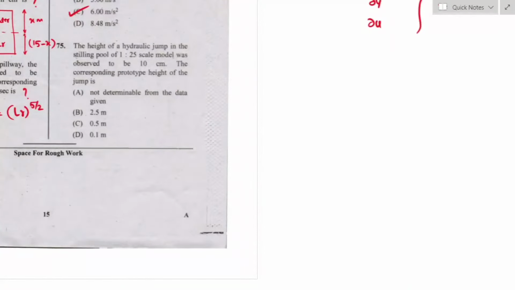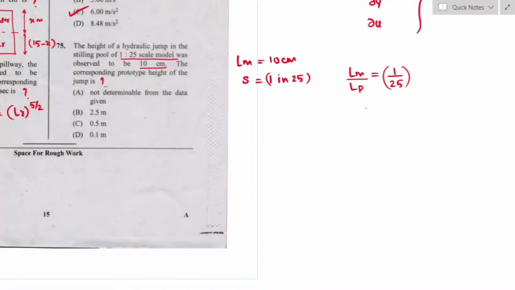Question number 75. The height of the hydraulic jump in the stilling pool of 1:25 scale model was observed to be 10 cm. The corresponding prototype height of the jump is. The model height of the hydraulic jump will be 10 cm and the scale ratio is 1:25. So we know that the ratio of model height divided by prototype height is equal to 1:25. That is the scale ratio of the hydraulic jump.